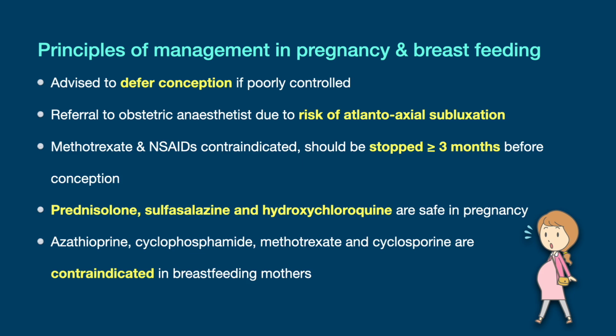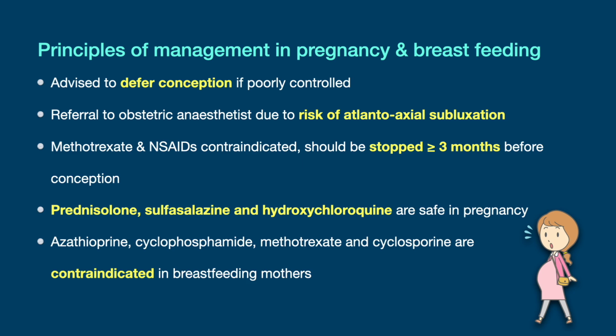Patients with early or poorly controlled rheumatoid arthritis should be advised to defer conception until their disease is more stable. Rheumatoid arthritis symptoms tend to improve in pregnancy but only resolve in a small minority. Patients tend to have a flare following delivery and they should be referred to an obstetric anesthetist due to the risk of atlantoaxial subluxation.